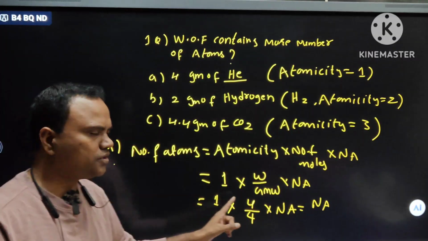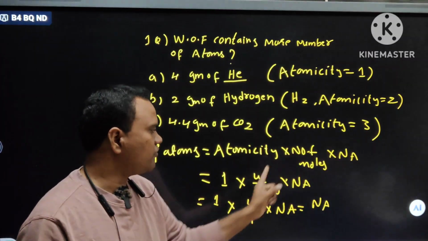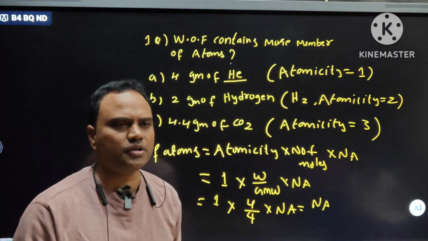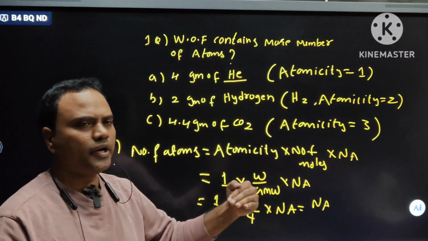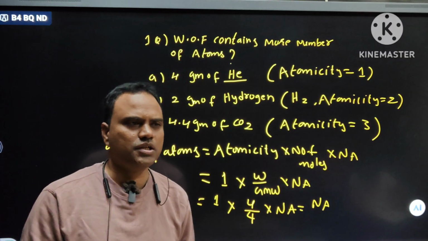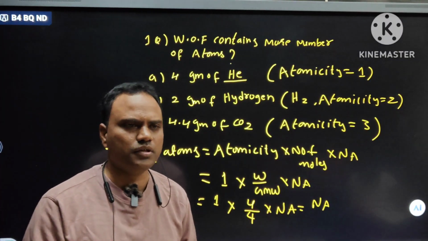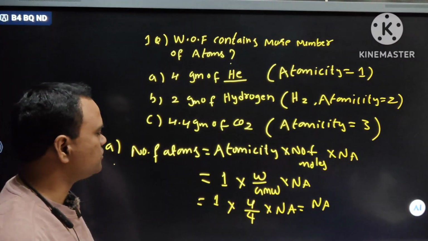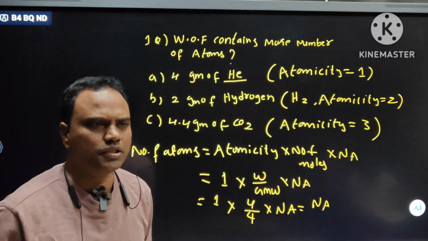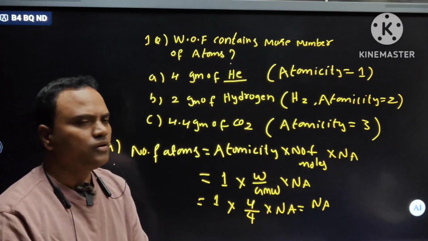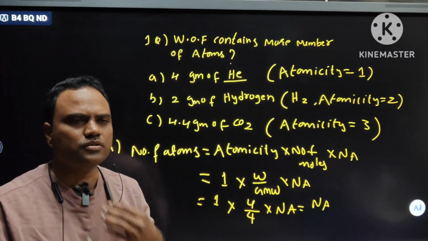Clear? Any confusion in this? In number of moles, we write the formula weight by gram molecular weight. But this is monoatomic, right? Monoatomic gases can be considered as molecules only. Inert gases can be considered as molecules only. For the first option, we got Na molecules. And similarly, you tell me for the second option, how many molecules are present?